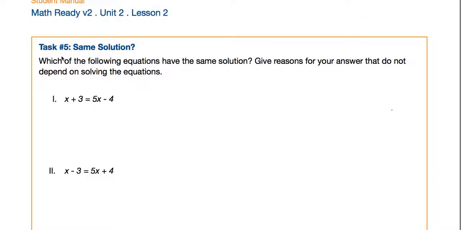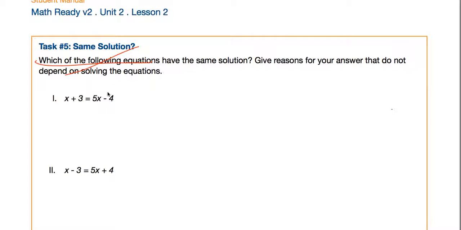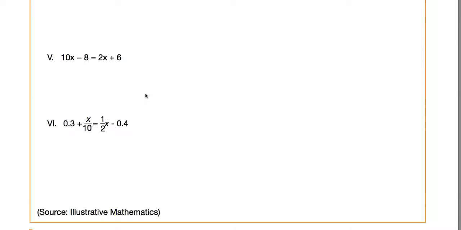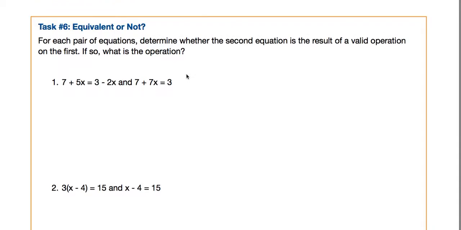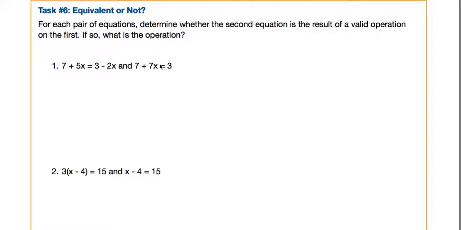Task 5, it will not have this. It'll just say solve. So I just went over those. Get the x to one side and the numbers on the other. Equivalent or not, you will have some of these. Task 6. So task 6 is something you need to look at.